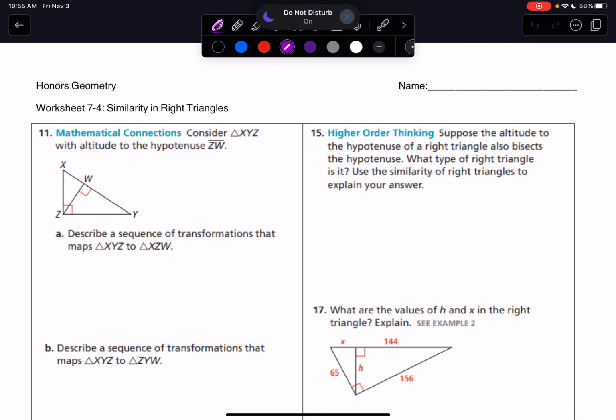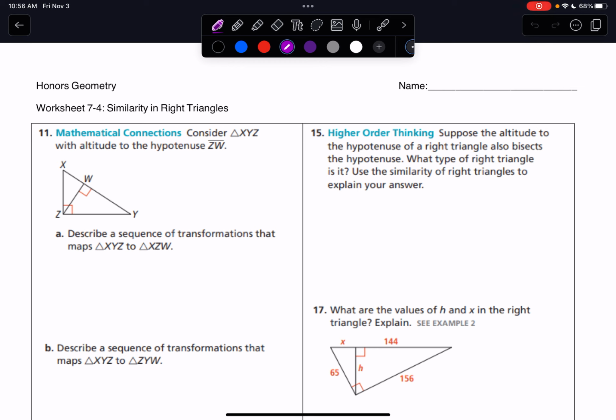Hi everyone. It is time for us to start looking at the 7-4 worksheet, which does tend to be a pretty tricky one for some people. So I'm going to try and explain this to the best of my abilities here. But there are many different ways to do these problems, so sometimes it can be a little bit tricky to decide how you are going to approach the problem. So let's look at number 11.